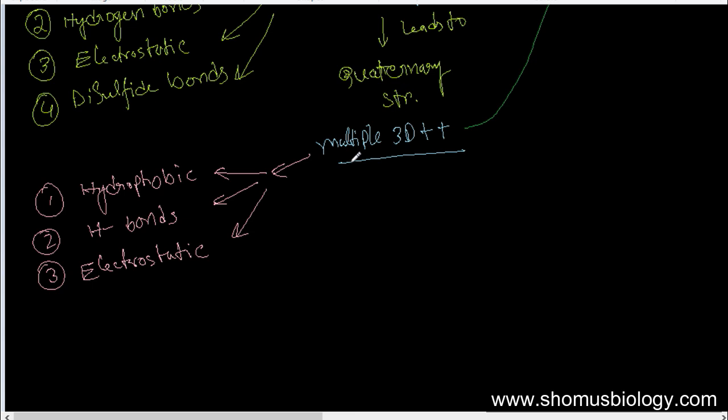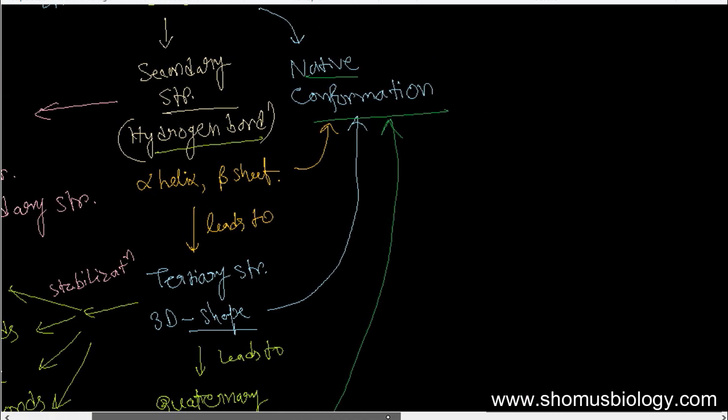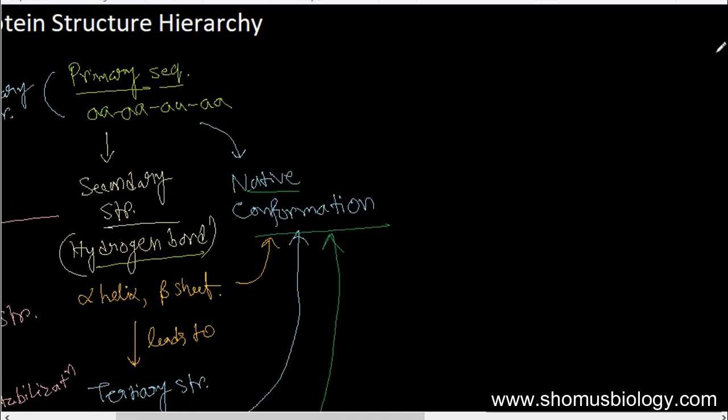Okay, so now we have talked about the different types of hierarchy of structures, and we also saw the different chemical nature of the bonds that actually hold those structures together or stabilize those structures. But now let's talk a little bit more about this native conformation that we talked about, because we know the native conformation of a protein can be contributed by the primary, secondary, tertiary or quaternary structure. Okay, this native conformation can be two different types.